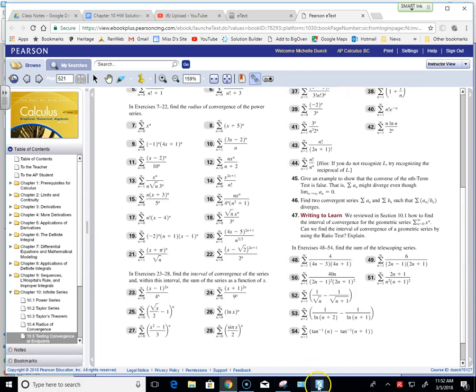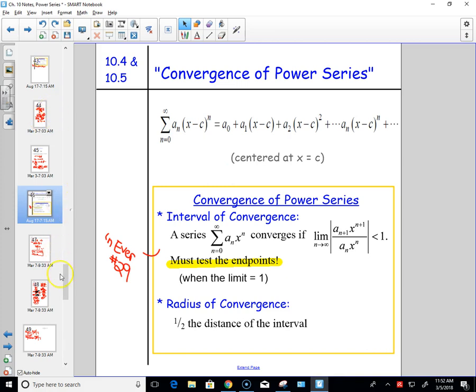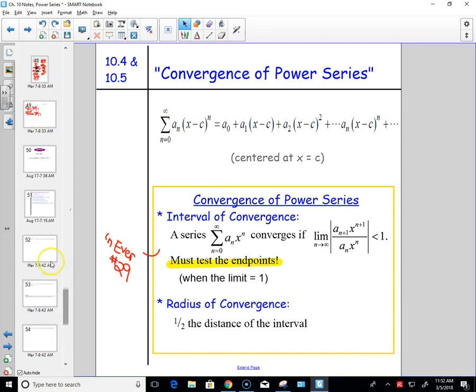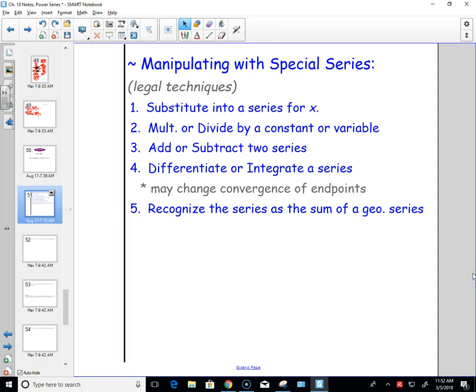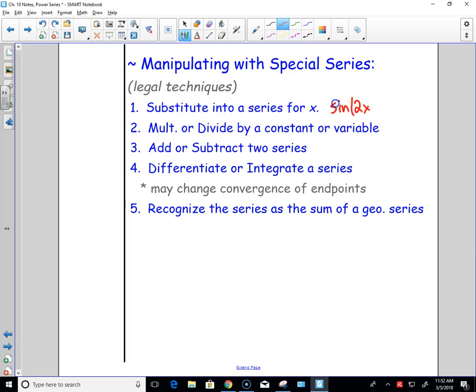Really quickly, we never took this page of notes, and I'm not exactly sure if it's super important, but these are legal techniques for manipulating special series. If I asked you to write the first 4 terms in the general term of sine of 2x, what would you do? Or a Taylor polynomial expansion, like the 3rd degree Taylor polynomial of this.